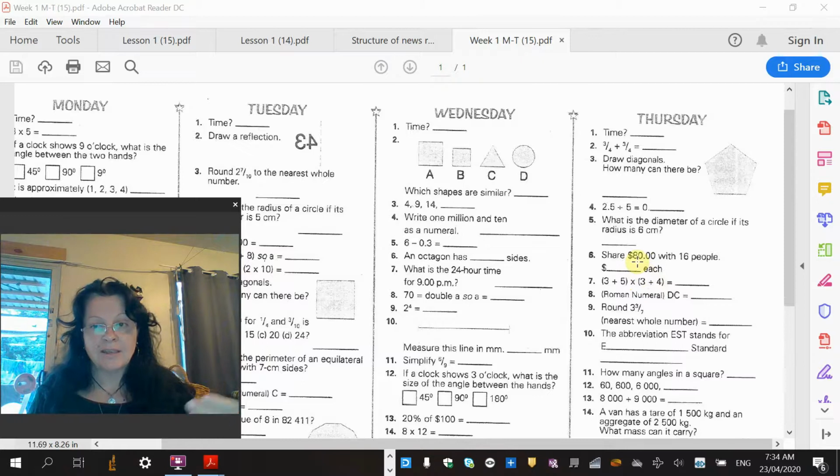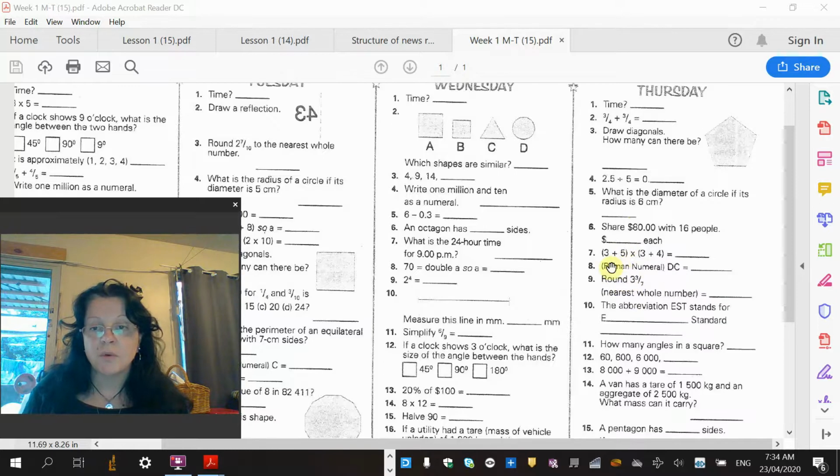10. So now we have to halve it again because there's actually 16. So 8 people with $80, that's 10. Now we're going to halve that again, and the answer is 5. So if you share $80 with 16 people, they get $5 each.